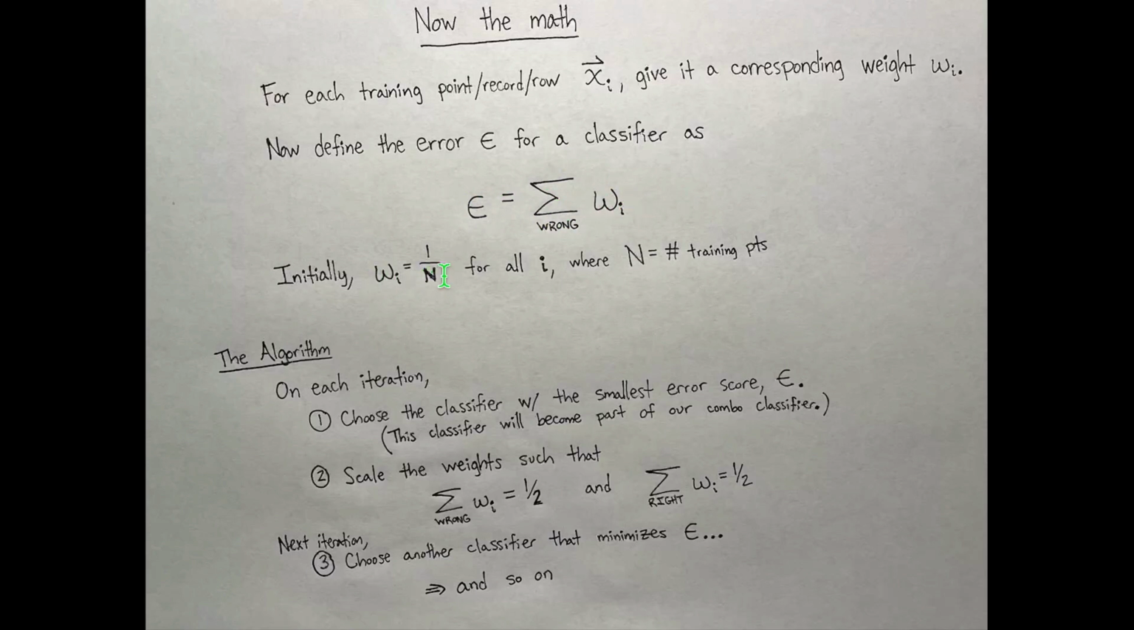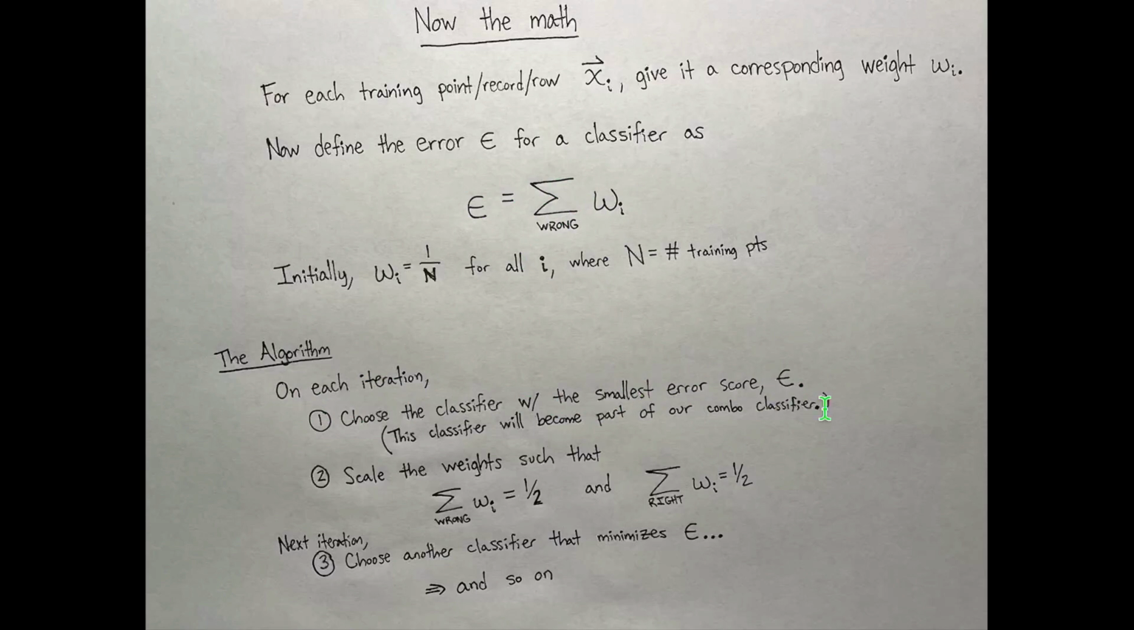Now, initially, we're going to weight all the points evenly. So if we have 4 points, we're going to weight it 1 over n, where n is the number of training points. So we have 4 points. Each of the weights is going to be 1/4. And so what this error score does is it adds 1/4 for each of the ones that you got wrong. So on each iteration, what we're going to do is we're going to choose the classifier with the smallest error score. The first one's easy.